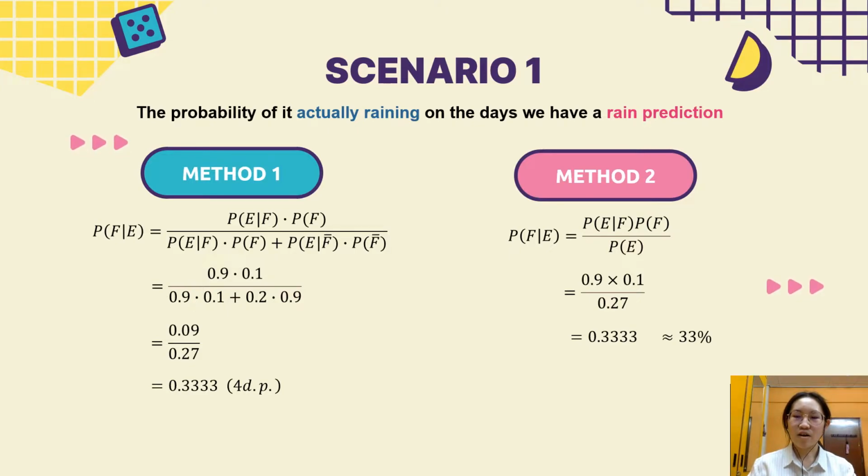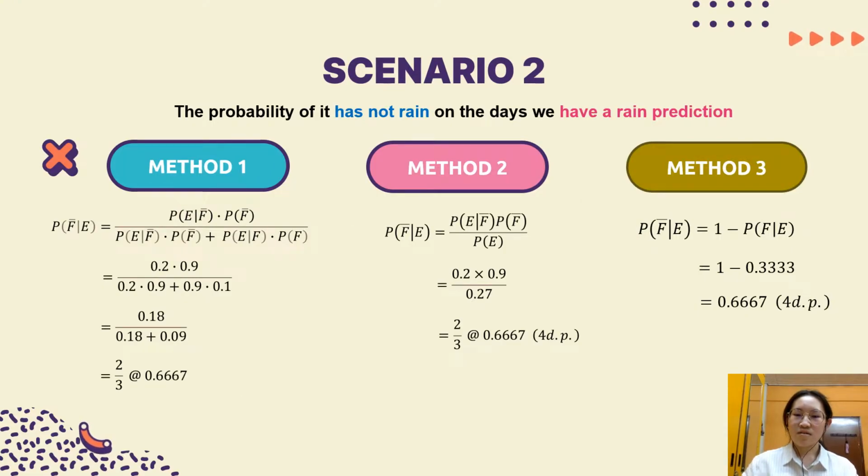We will calculate the probability of it actually raining on the days we have a rain prediction for scenario 1. By applying the formula of Bayes' theorem, the likelihood of it raining on the days we have a rain forecast is 0.3333 or 33%. For scenario 2, we will calculate the probability of it not raining on the days we have a rain prediction, and we will get 0.6667 as the likelihood that it will not rain on the days for which we have a rain forecast.